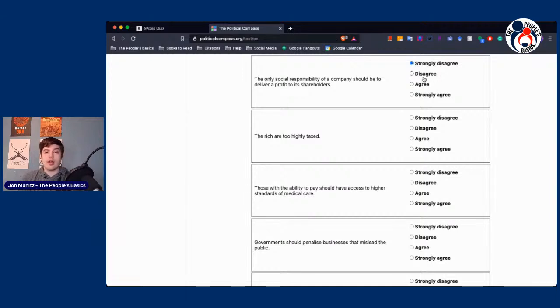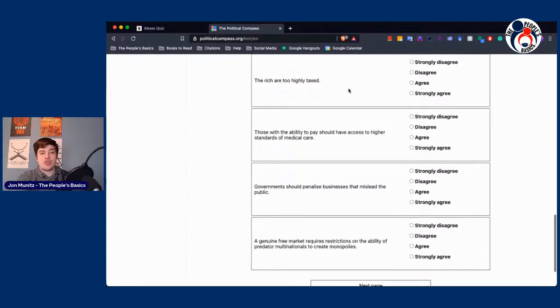And likewise, employees deserve to have some say in how business is being done in their organizations and have some form of democracy. So I think it is the responsibility for both employees and community to be treated well by corporations. So I strongly disagree on them saying profit is the only motivation. Next, the rich are too highly taxed. Strongly disagree. They are not nearly taxed enough.